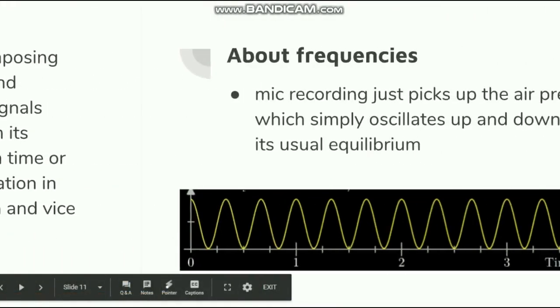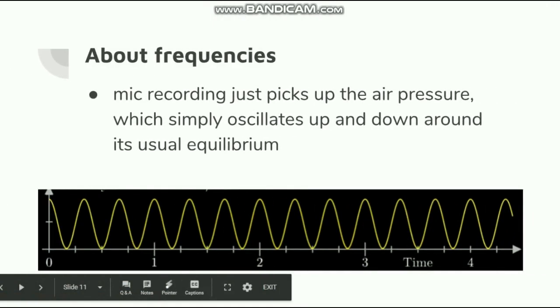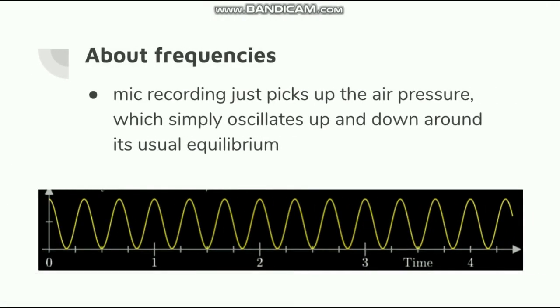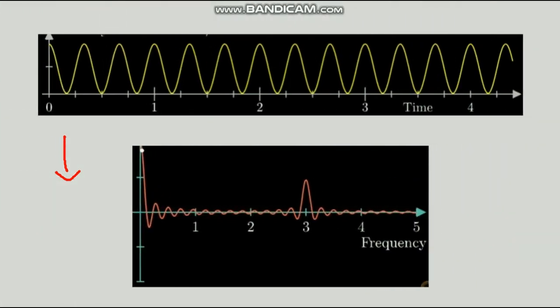Now, a little info about frequencies. A microphone recording actually just picks up the air pressure, which simply oscillates up and down around its usual equilibrium. Take this graph, for example. This is actually just a pure sound, and the air pressure, as a function of time, would oscillate up and down around its usual equilibrium like this. Now, given the formula, we could actually compute the frequency domain, which is this one.